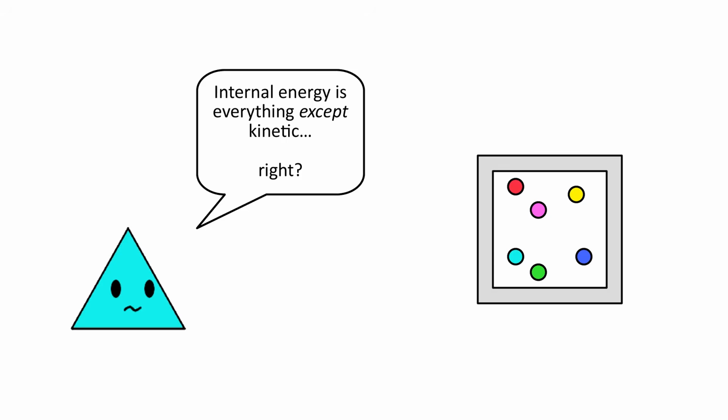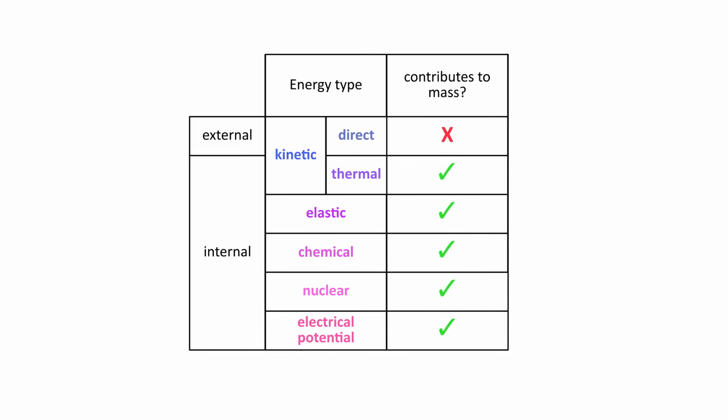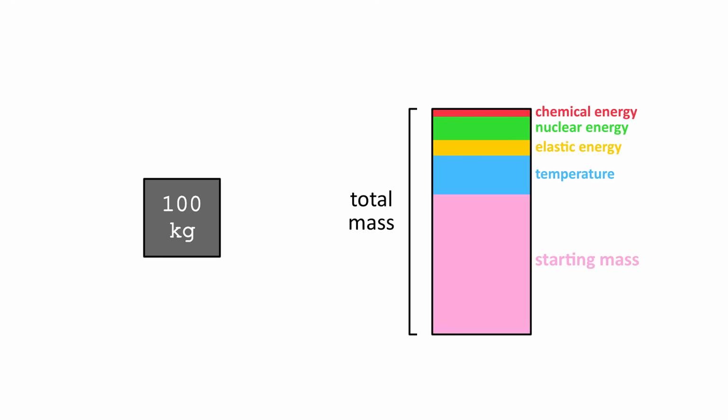Or does it? You see, even if the object as a whole is stationary, parts of it can still be moving in what could be described as internal kinetic energy. One such example is temperature, which is just random movement of molecules. As we've seen, thermal energy does indeed contribute mass, even though it's technically kinetic. These examples really demonstrate an important point. All forms of energy contribute to mass.